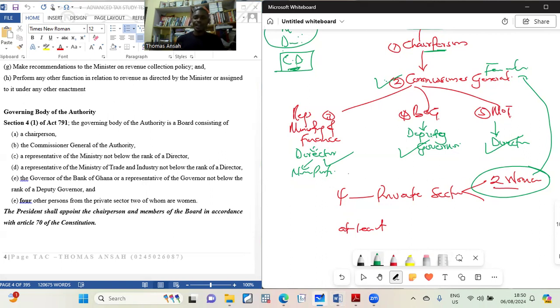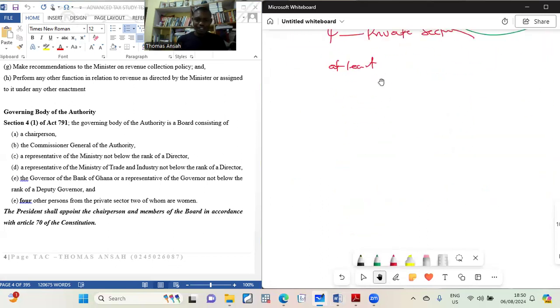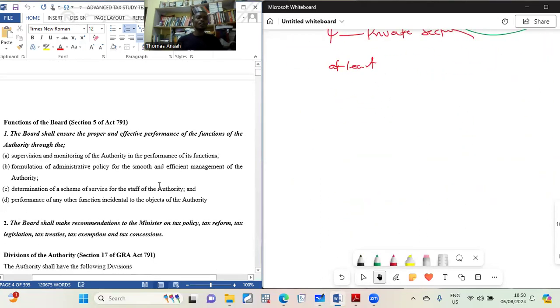So, the thing is that all these people are appointed by the president under Article 70 of the Constitution. So, this is where the political party concept comes in. All right. So that is that. So just know the structure of the GRA.